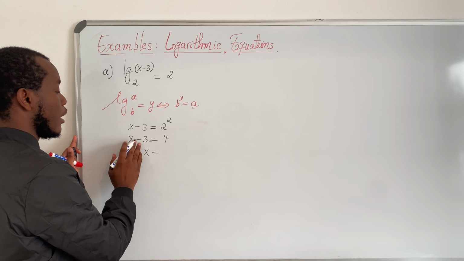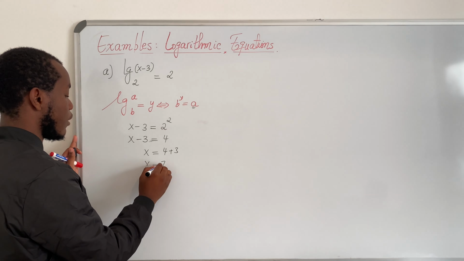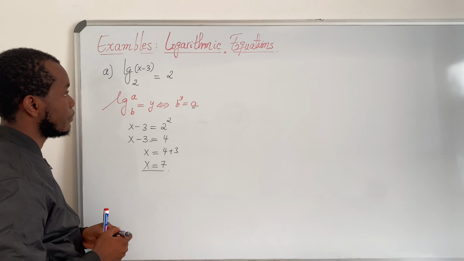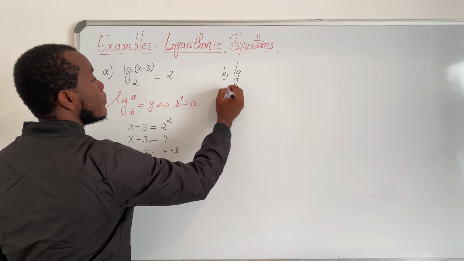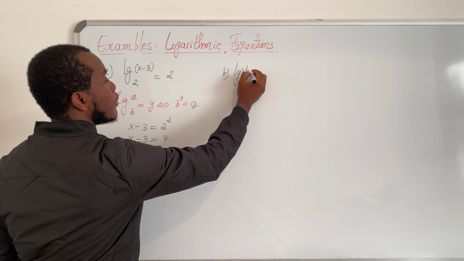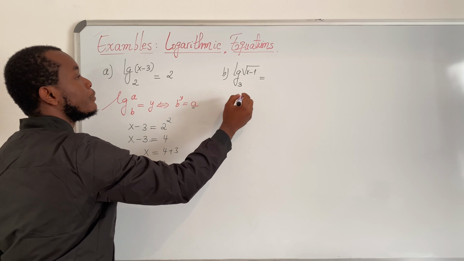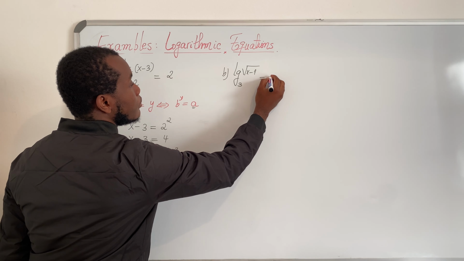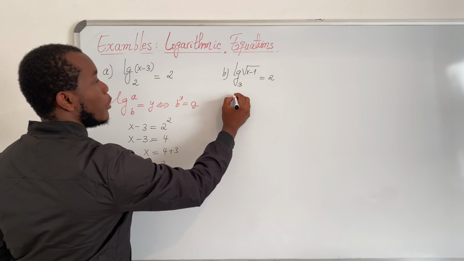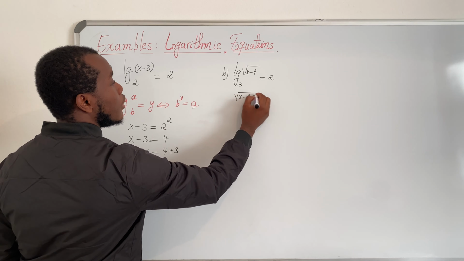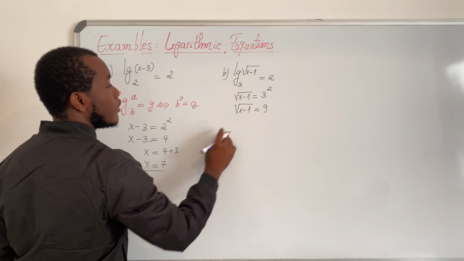Adding 3 to both sides, we're going to have x equal to 7. So that's the solution. Now let's say we have a second example: log of square root of x minus 1 to the base 3 equal to 2. Applying the same definition, we end up with square root of x minus 1 equal to 3 to the power 2, square root of x minus 1 equal to 9.